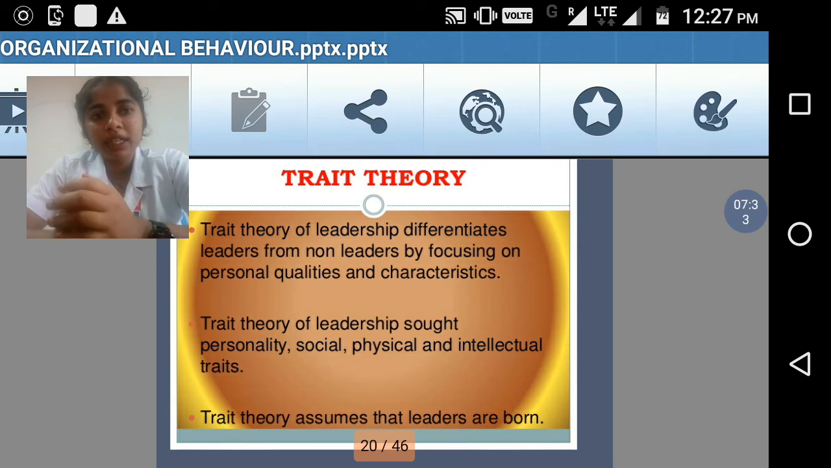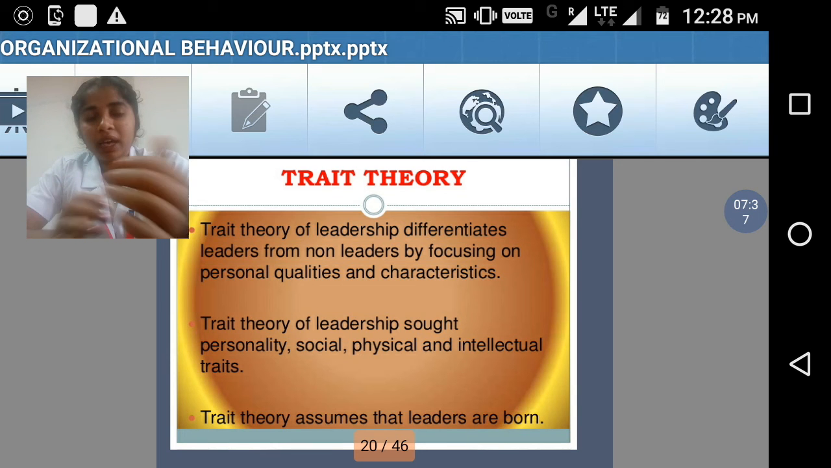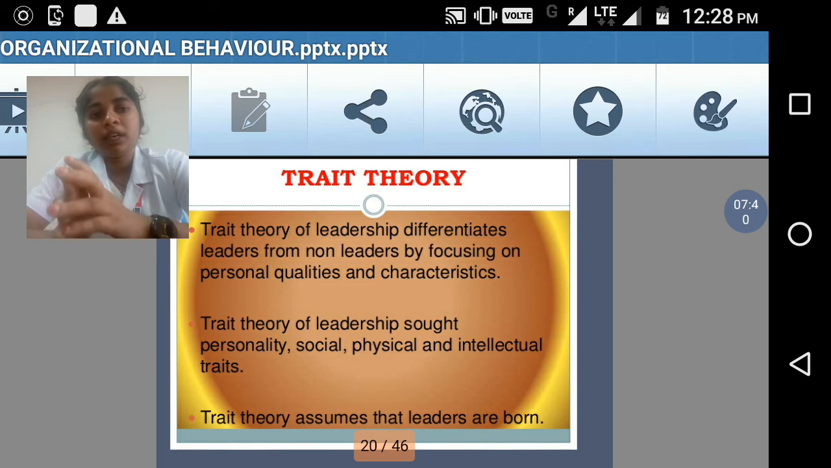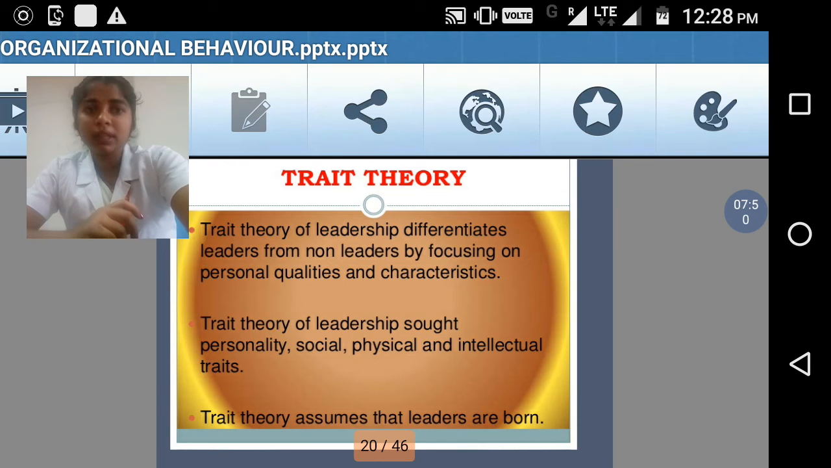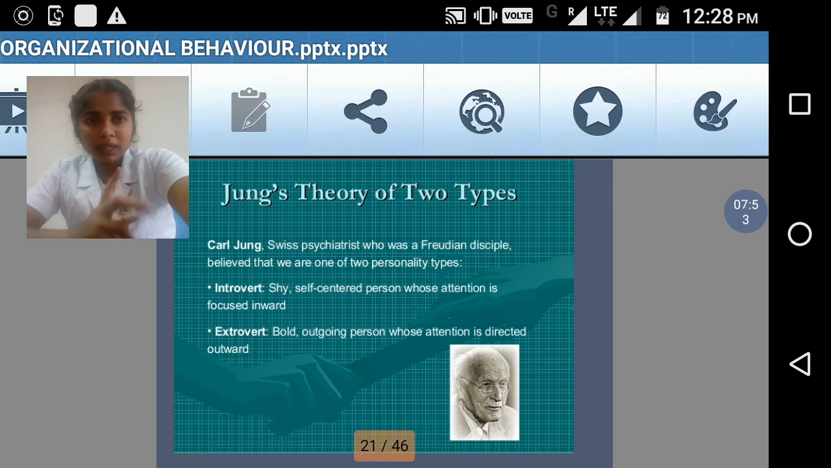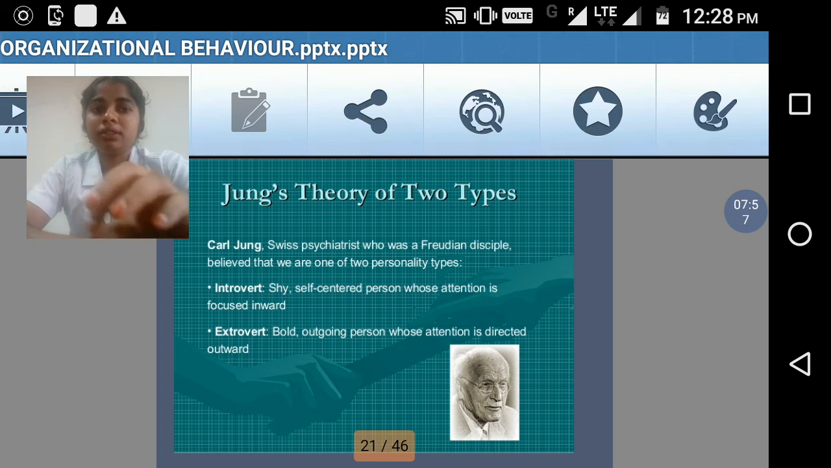Trait theory of leadership covers personality, social, physical and intellectual traits, so it is explained in three categories. Trait theory assumes that leaders are born. Usually we say leaders are made, not born, but trait theory says leaders are born, not made. So let us see how the authors describe this.